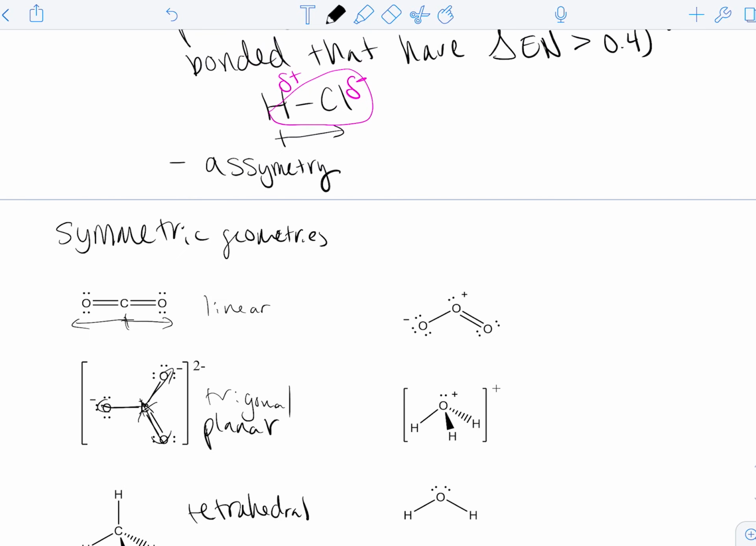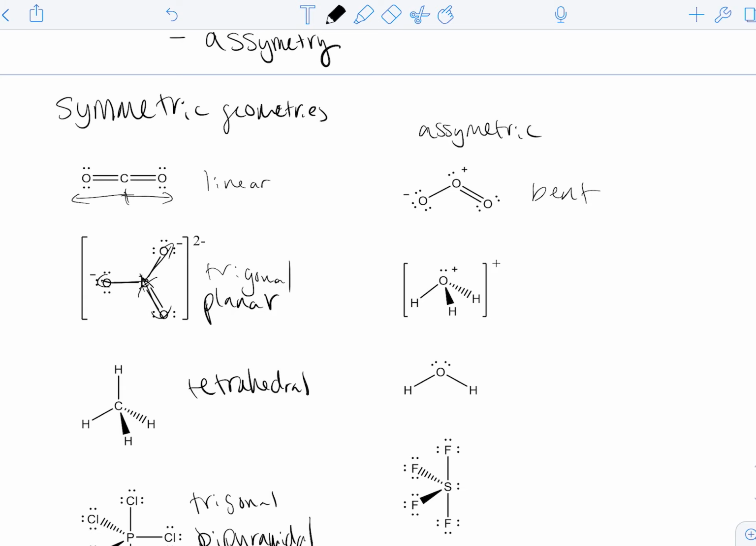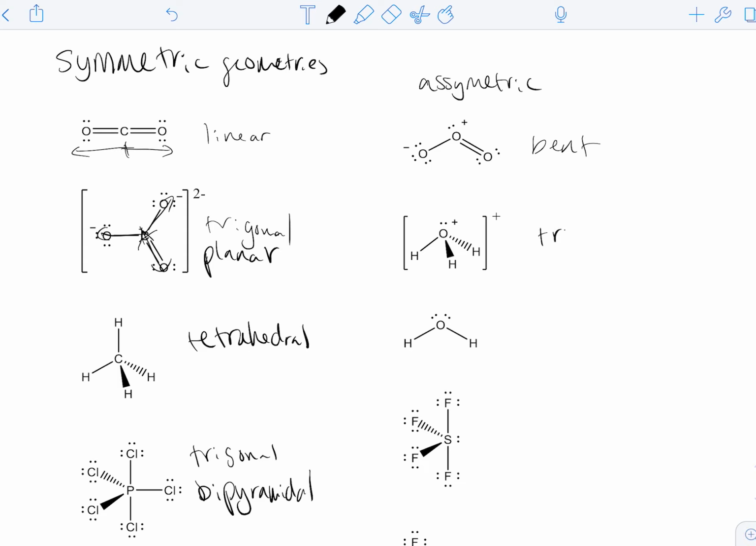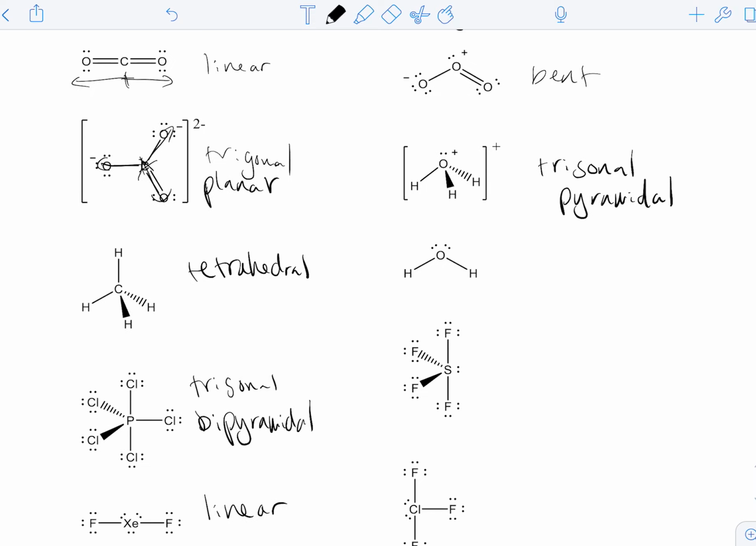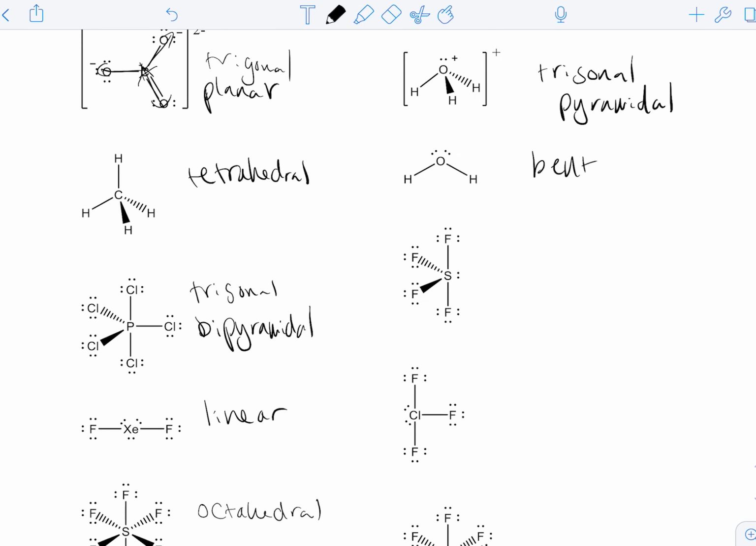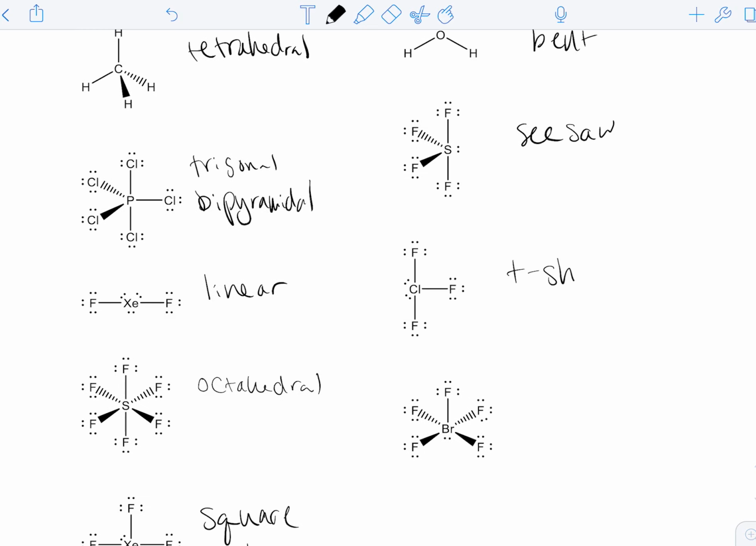Okay, and then our asymmetric geometries include bent, a trigonal planar that has a bent molecular geometry, a trigonal pyramidal within a tetrahedral electron geometry, a bent molecular geometry within a tetrahedral electron geometry, seesaw molecular geometry within a trigonal bipyramidal electron domain geometry, T-shaped within a trigonal bipyramidal electron geometry, and our square pyramidal within our octahedral electron geometry.